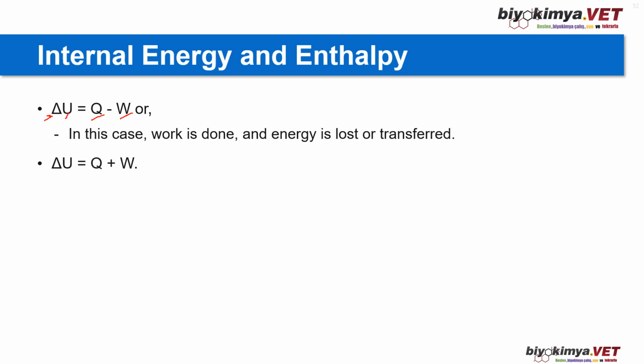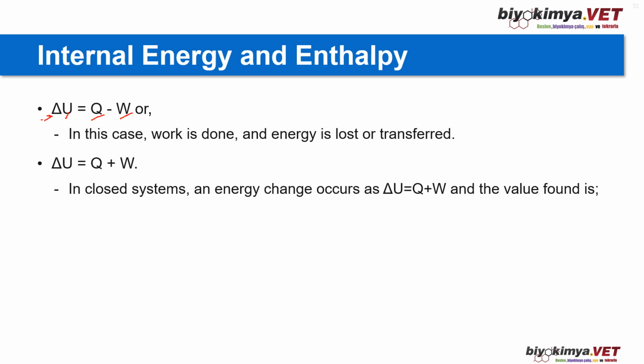Mostly work is done when a chemical reaction occurs. Also, this is the principle of the enzymes, this is the principle of life. Since work and heat are both energy, we must consider both of them. And there are two possibilities here, two different formulas, but at the end they will have the same meaning. So the internal energy change is equal to the heat minus work. In this case, work is done and energy is lost or transferred. And for the equation, internal energy change is equal to heat plus work.